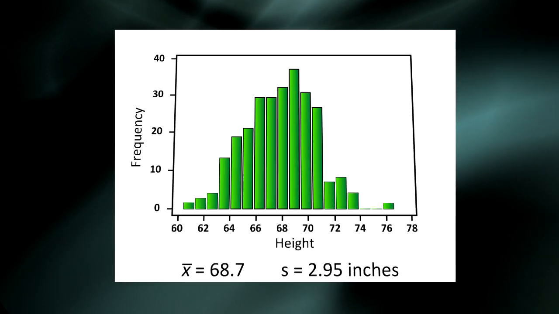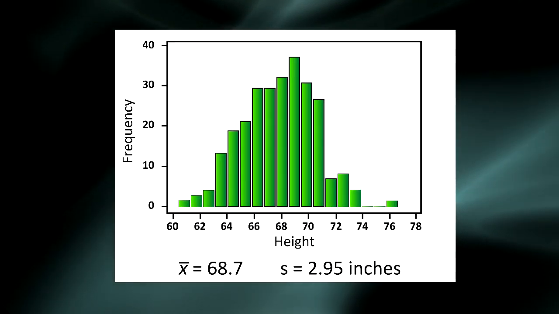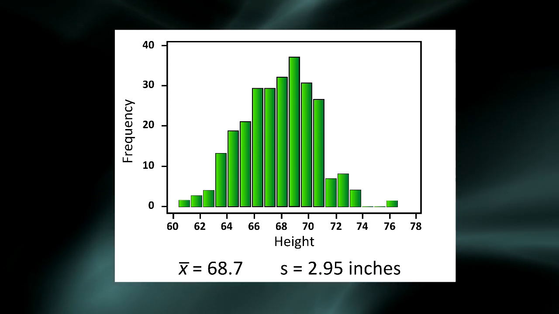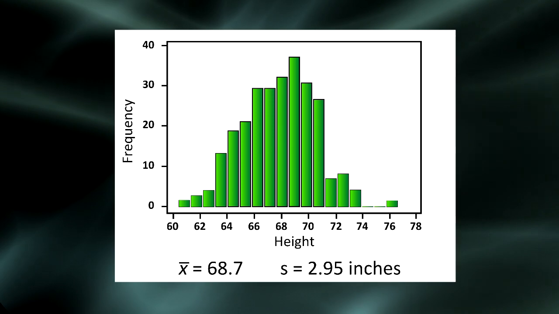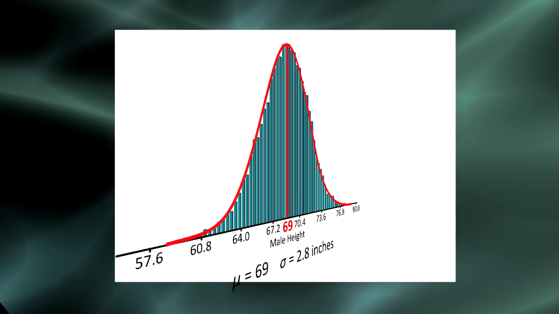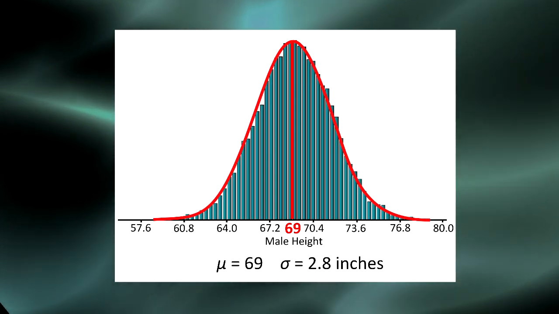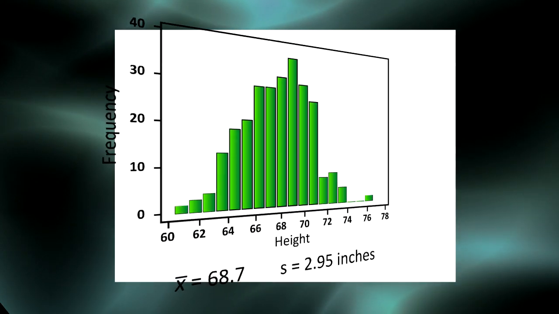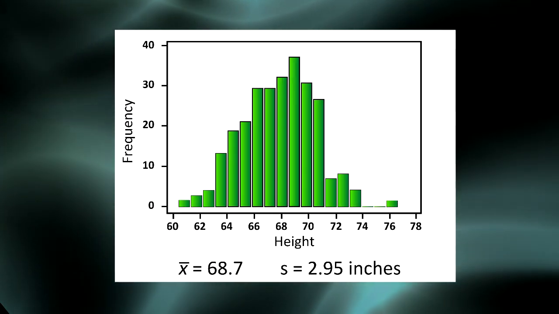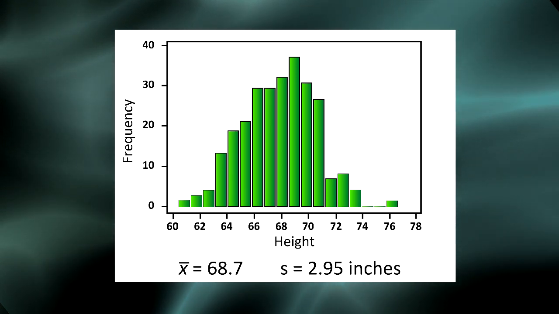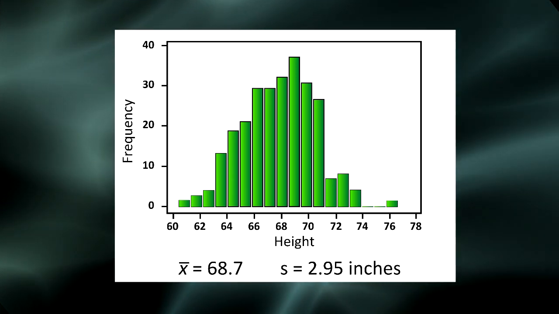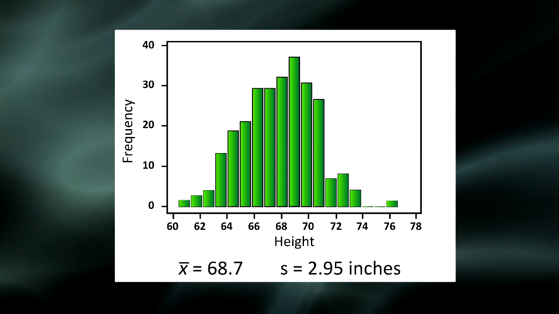These are the results of sample 1. The sample mean is 68.7 inches and the sample standard deviation is 2.95 inches. Again, note that the sample results are slightly different from the population results. The histogram we created for the first sample resembles the normal distribution of the population. However, the sample mean and standard deviation are slightly different from the population mean and standard deviation.